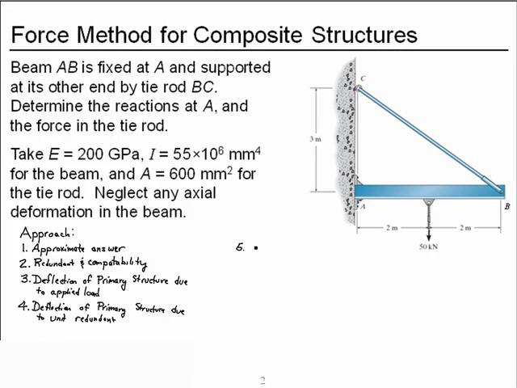Once we've done that, step 5 will be find the redundants. Once we've done that, step 6, we'll use equilibrium to find the remaining support reactions. Then step 7, we'll compare with our approximation and evaluate whether we have a reasonable result.